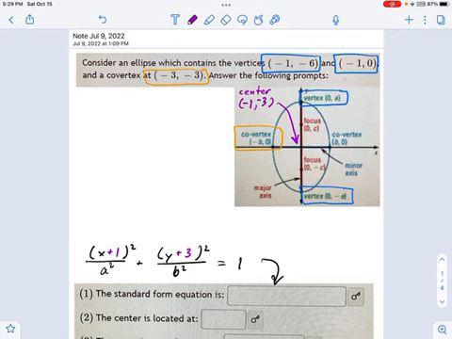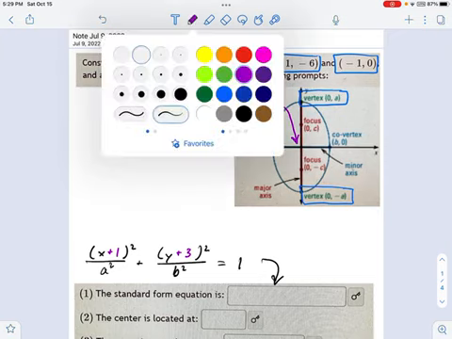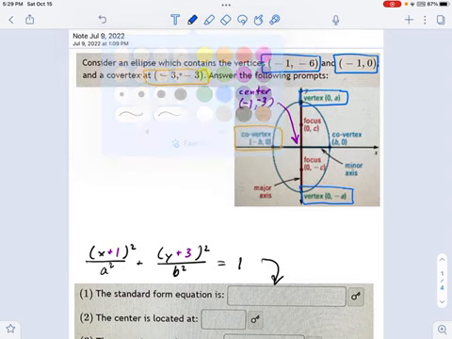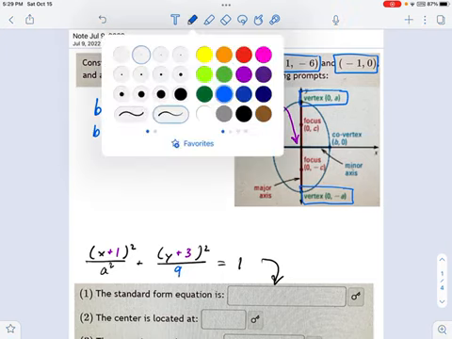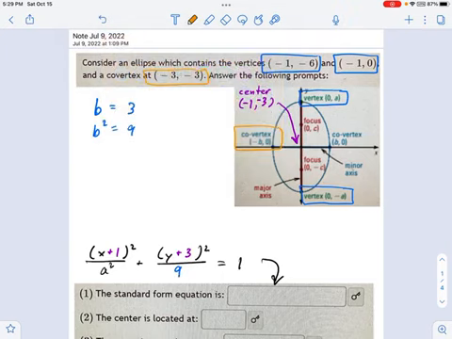Okay, now as for what a and b are, if you look at the vertices, we see that they go up by 3 or down by 3 from the center. So that means b, remember b is the length associated with the y direction, b equals 3. Well, that means b squared equals 9. So I can get rid of the b squared in this equation and replace it with what I know now, 9.